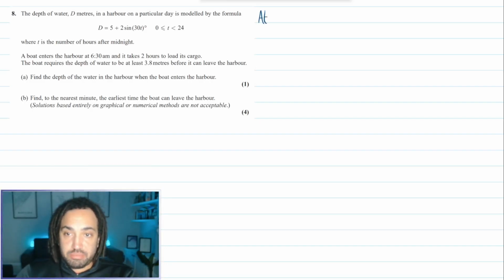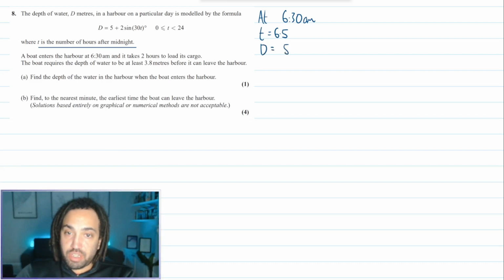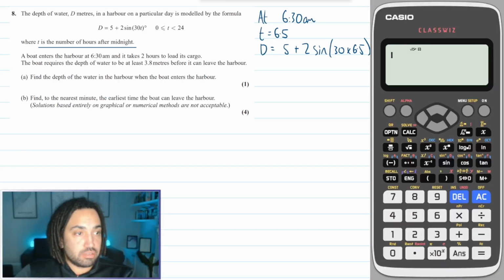Okay, so that's at 6:30 AM. And seeing as t is the number of hours after midnight, that gives us a t value of 6.5. So the depth is equal to 5 plus 2 sine 30 times 6.5, which we could do on our calculator. So 5 plus 2 sine 30 times 6.5, so 4.48.